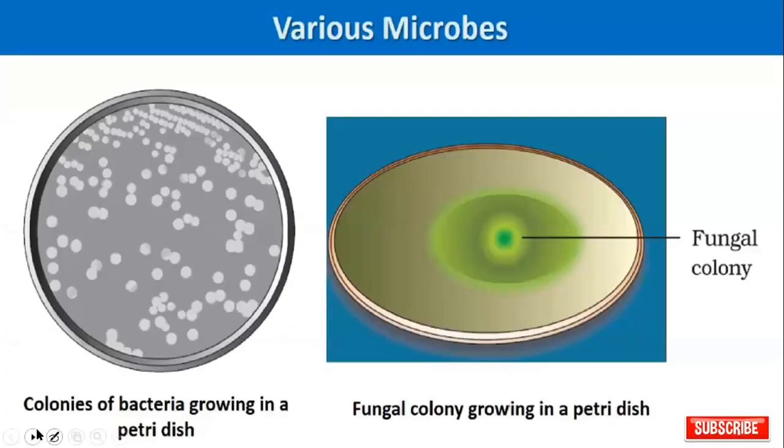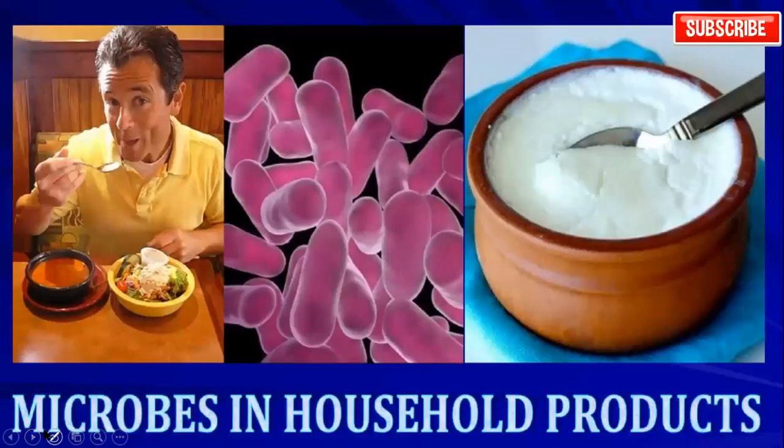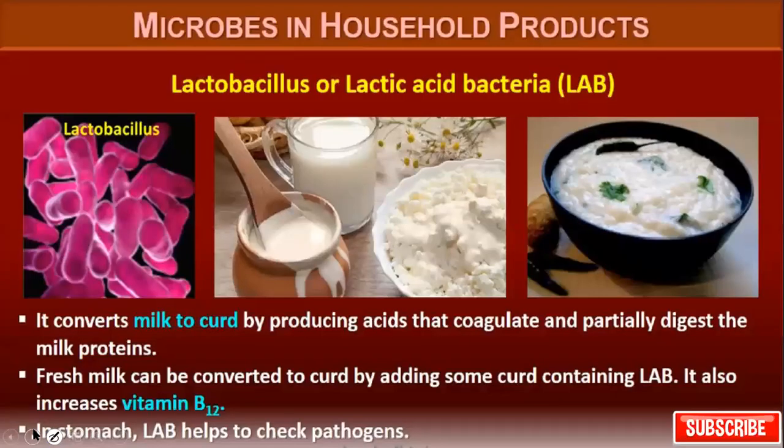Okay. Next one, in this chapter we are going to move into detail. The first topic of this chapter is none other than microbes in household products. In which household items are we using microbes? Let's have a look at the very first topic.